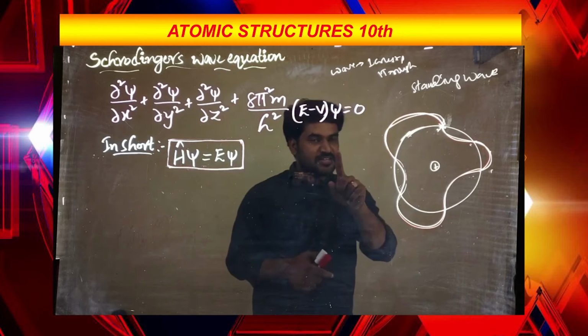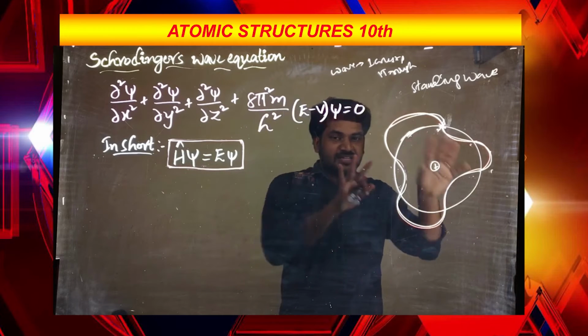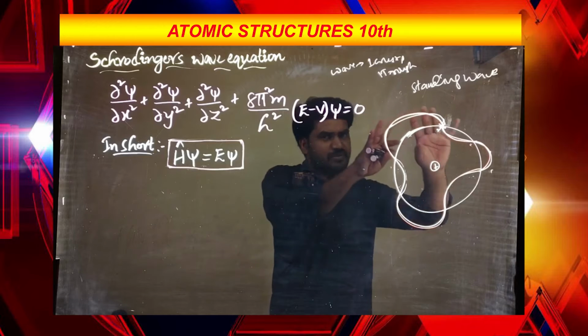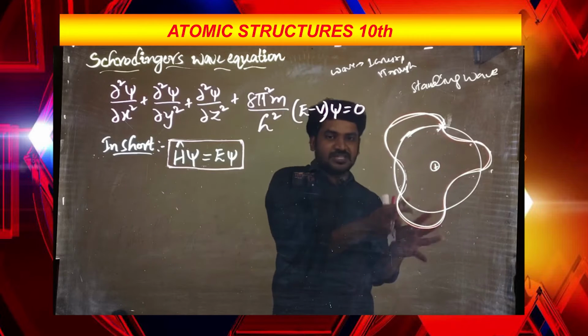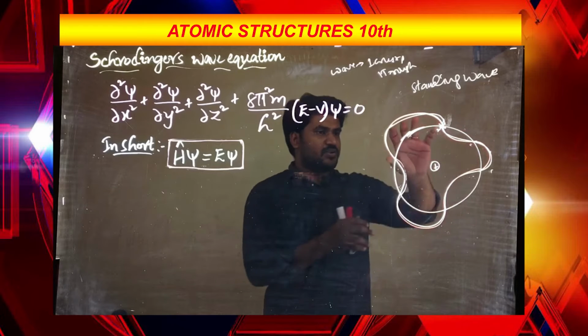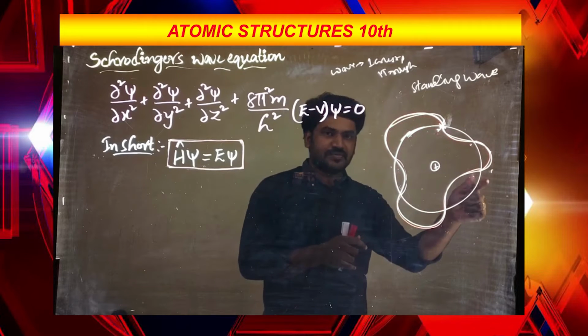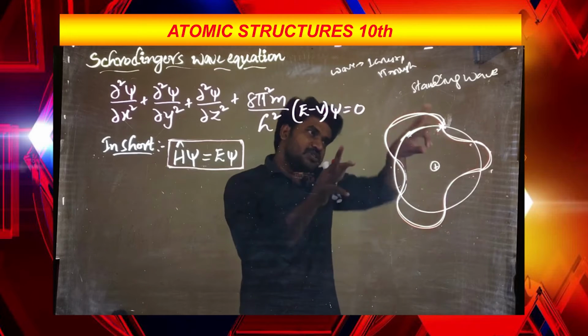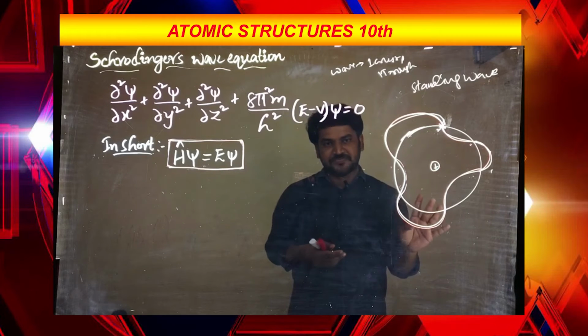Here one thing we need to remember: the electron he considered as a standing wave. That means this wave will be like this only; it will not change. That is a standing wave. Even if the position changes, now the trough is here, now it comes to here, then it comes to here, the position will change but the number of waves will be the same.